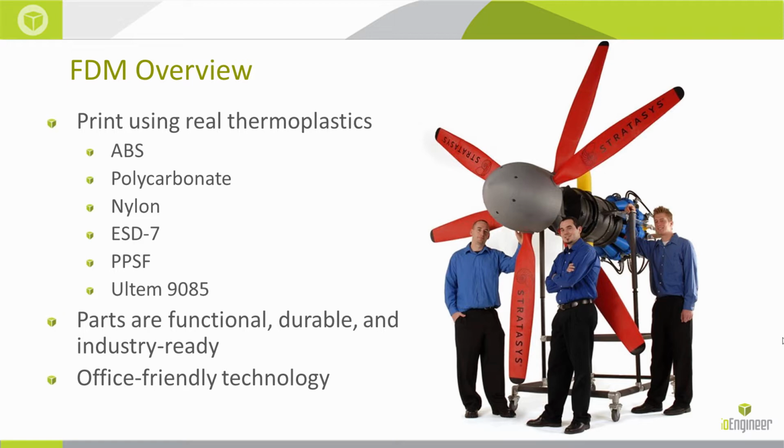We can go to matweb.com or we can go online and we can get basic information on these plastics, which is great when it comes to deciding on a material to use. Outside of ABS, we can also print polycarbonate, nylon, an electrostatic dissipative ABS material, PPSF, and even ULTEM. FDM is known for printing functional, durable, and industry-ready parts.